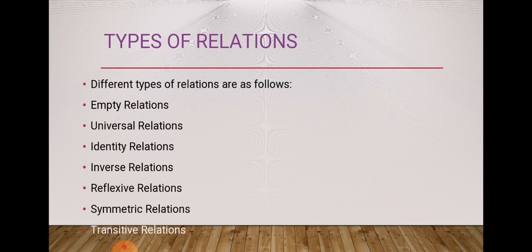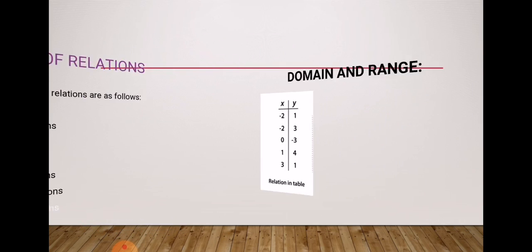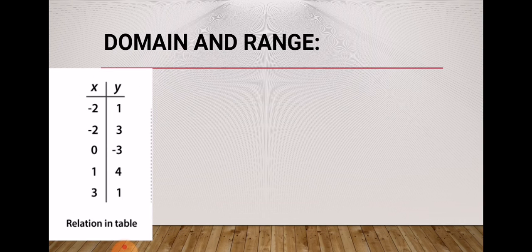So, types of relations. In this book you are not supposed to go into details of these types, but I have just mentioned them here for your knowledge. Different types of relations are as follows: empty relations, universal relations, identity relations, inverse relations, reflexive relations, symmetric relations, transitive relations. The details of these relations are not in your syllabus, so I am not going to explain the types of these relations.